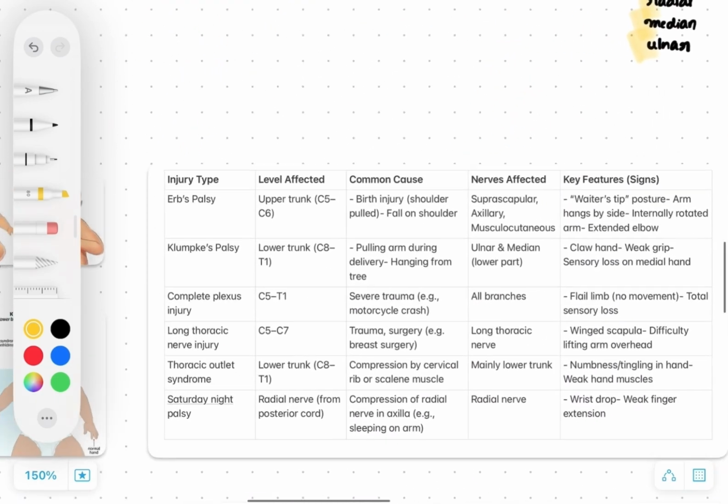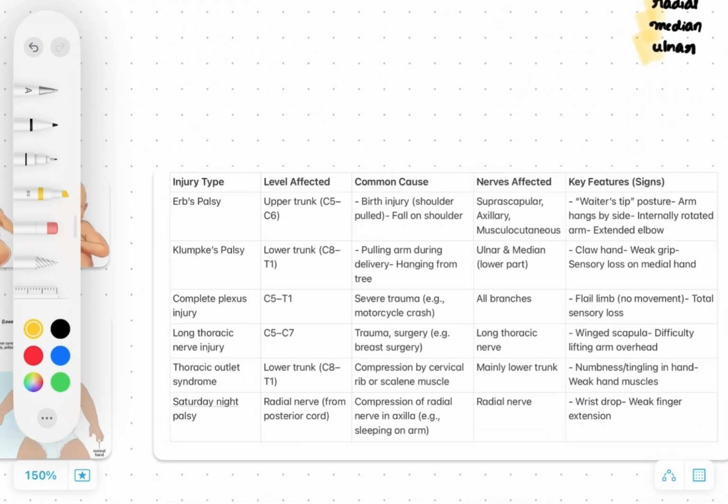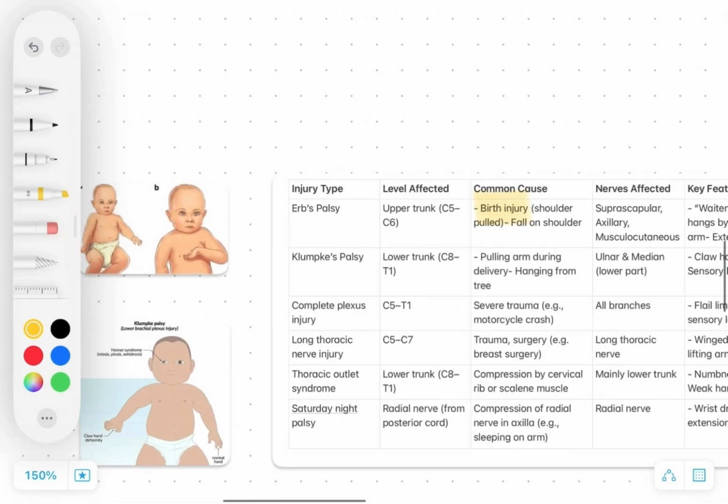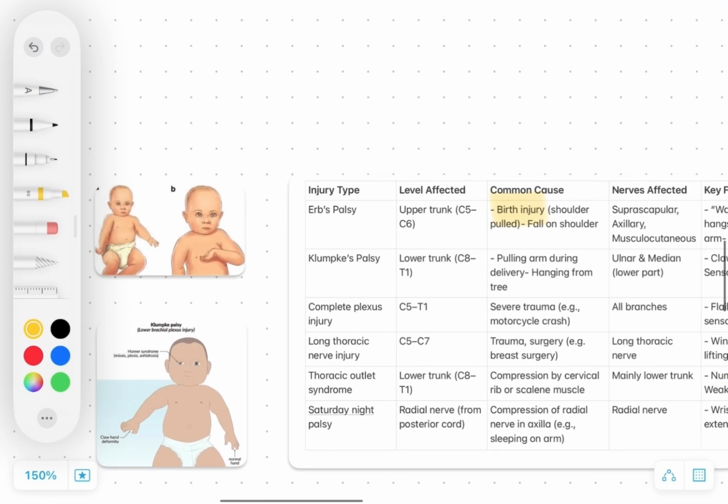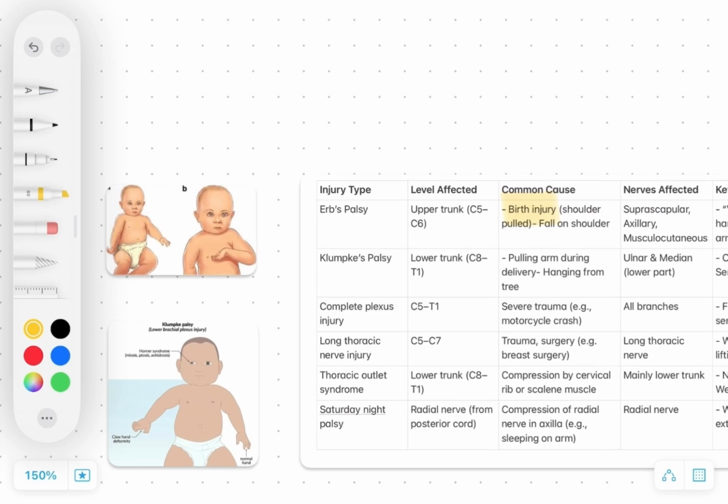So coming to the clinical significance, first is Erb's palsy. It occurs in upper trunk injury. Wherever there is a birth injury or any fall on the shoulder, the suprascapular, axillary and musculocutaneous nerves are majorly affected. In this, the baby or the patient will have a waiter's tip posture, which is nothing but the arm hanging by the side, internally rotated arm and externally rotated elbow. Here we can see the internally rotated arm and externally rotated elbow.